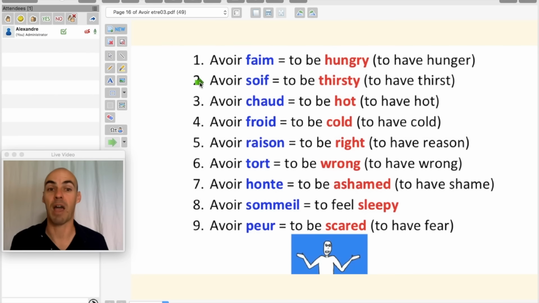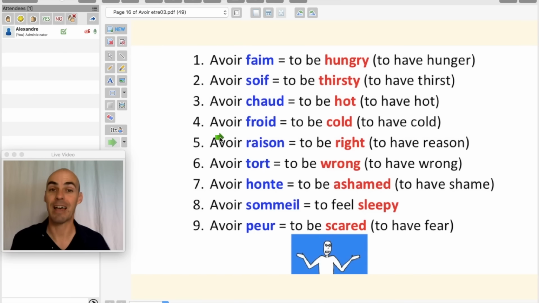To be thirsty is to have thirst, avoir soif. We do say that F. Fin is like the end. F-I-N is the end. Fin is pronounced the same. We don't say the M at all. To be hot is to have hot. We say avoir chaud. We don't say to have heat. We say really to have hot. That's a weird one, I know. Avoir chaud. We don't say the D and the AU is like an O. To be cold, same thing. Avoir froid. We don't say the D.